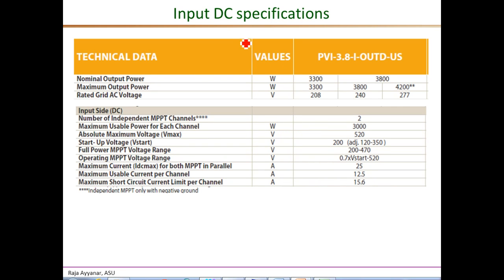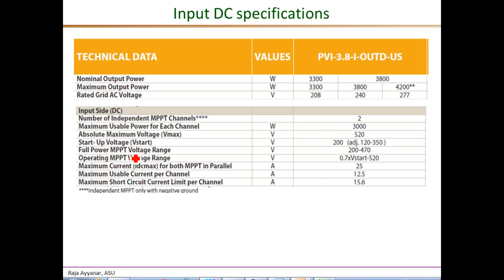Next, we will look at the specifications on the DC side, on the PV input side. So this particular product actually has two independent MPPT channels. What that really entails is that this inverter has two DC-DC converters which can be controlled independently to provide maximum power tracking for two separate strings connected to the input of the inverter. Now, each of these channels can handle as much as 3 kilowatt. That is the rating of the DC-DC stage of the inverter.